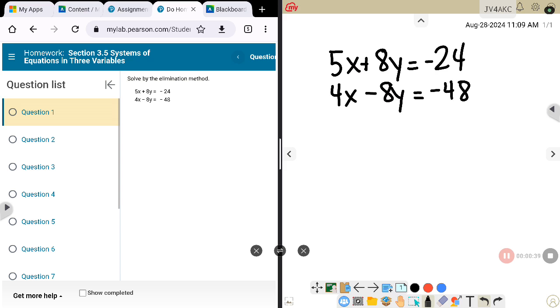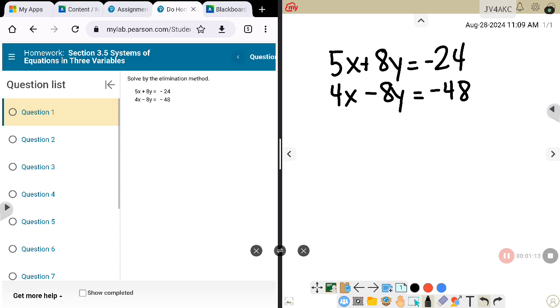What you are wanting to do is to be able to add these two equations together and eliminate one of your variables, either your x's or your y's. So you'll notice if I add my x's together, I have 5x plus 4x, which is 9x. But look what happens when you add your y's together. You have 8y plus a negative 8y, or in other words, 8y minus 8y. So those actually will eliminate. So that's exactly how you would want this problem to set up.